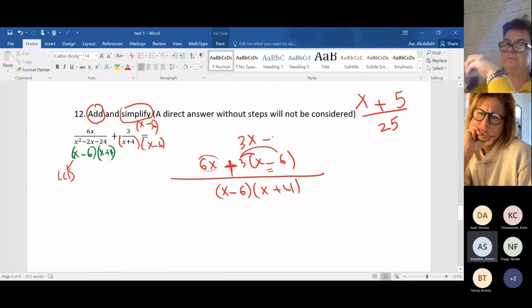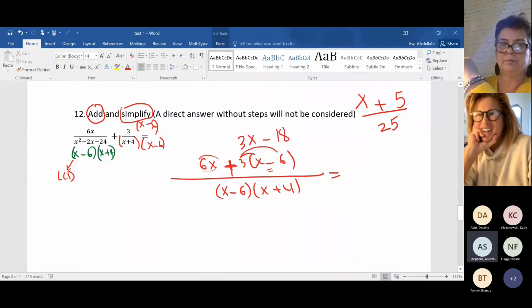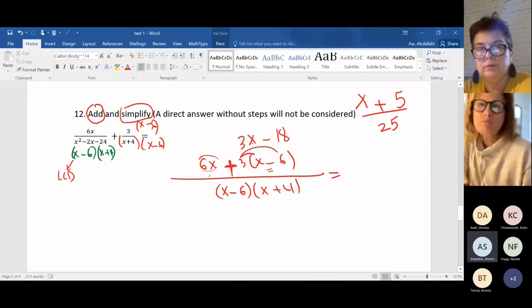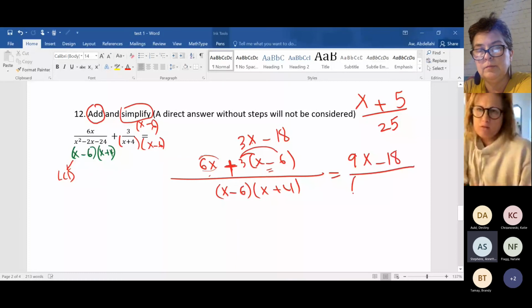The maximum I can do is 3x minus 18, and then I group the like terms. 6x plus 3x is 9x minus 18 over x minus 6, x plus 4. Now I can stop right here because there is no further simplification.